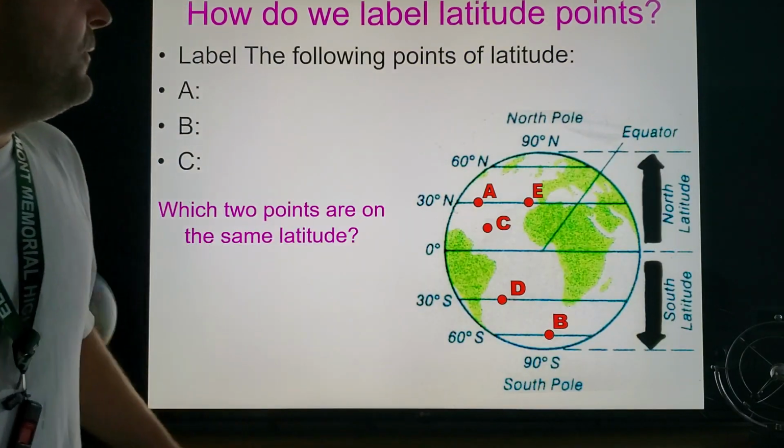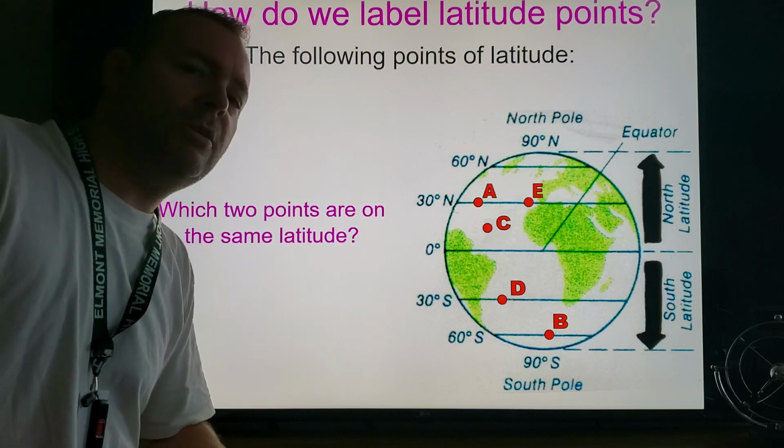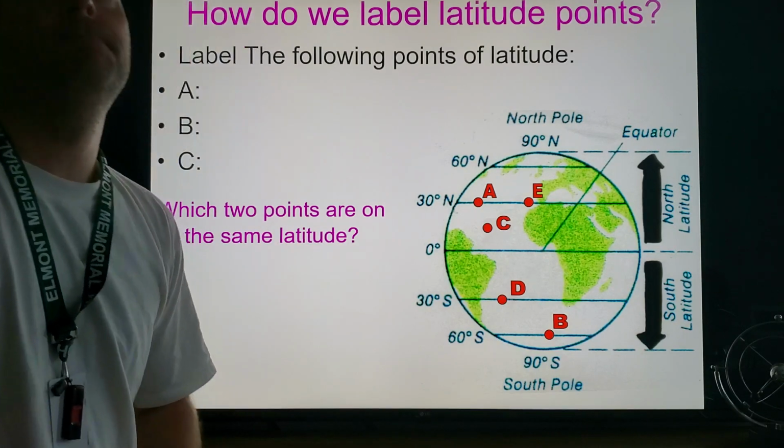Label the following points. What is ABC? Hit pause. Try to do this on your own.